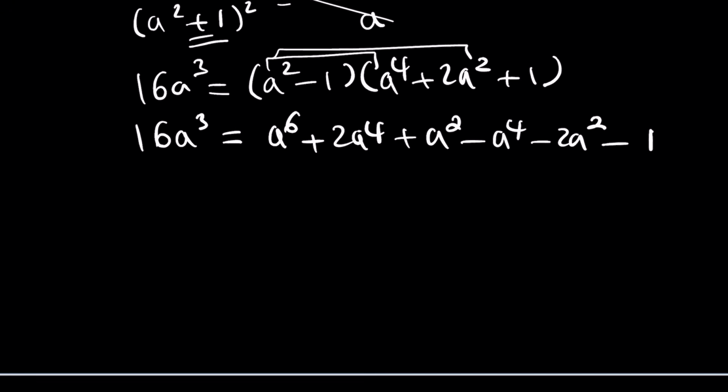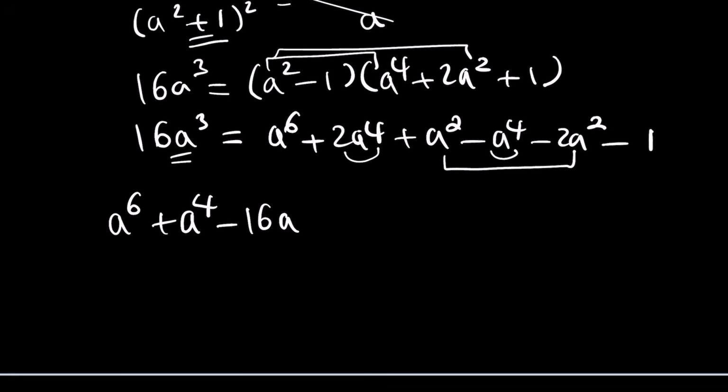Awesome. Anything cancels out? Nope. But these two are like terms, and these two are like terms. So we're going to get something like this, a to the 6th plus a to the 4th. And then bring this over, minus 16a cubed. So we've taken care of this, this, this, this, and now this is going to give us minus a squared minus 1 equals 0.